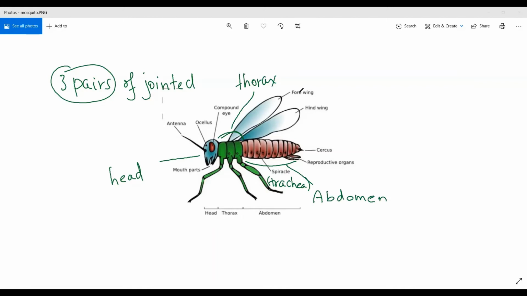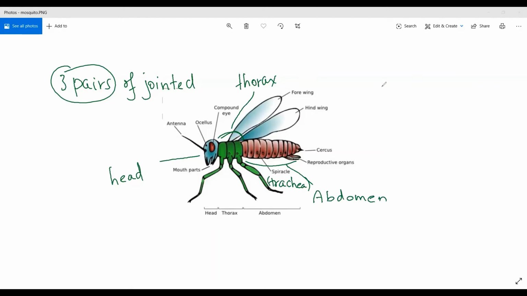Of course, most of the insects have wings, and these wings are either, in some books they wrote either 1 pair or 2 pairs of wings, but this is wrong.